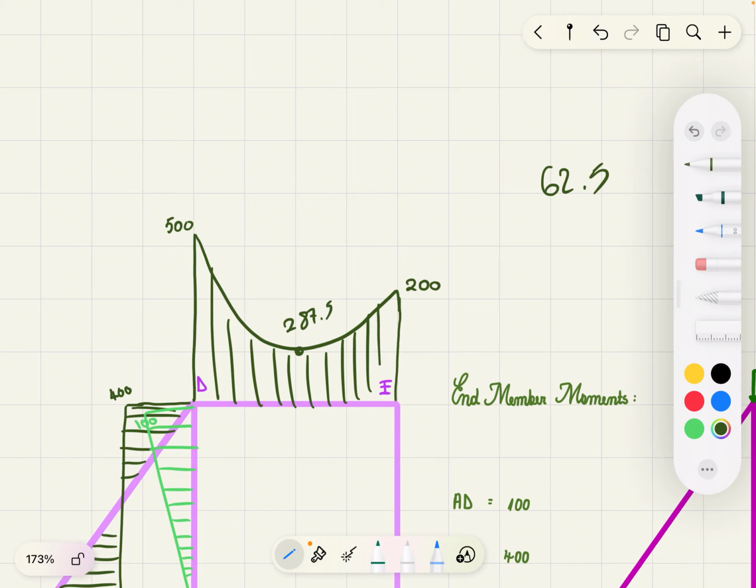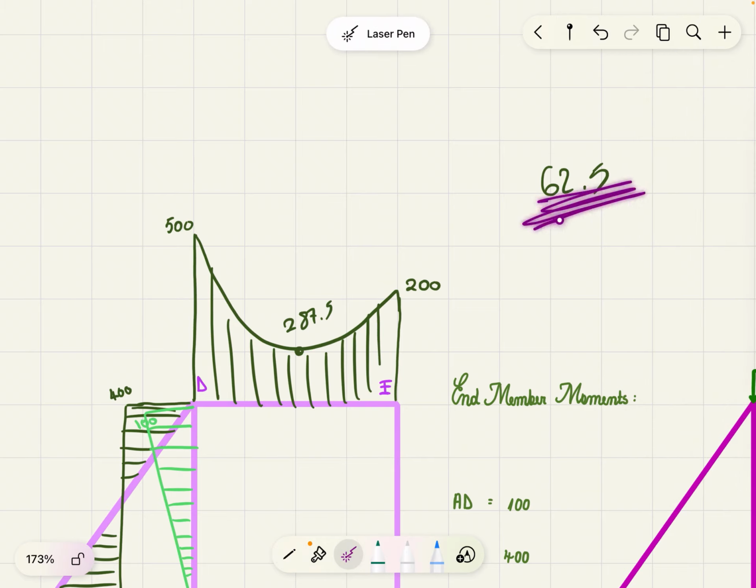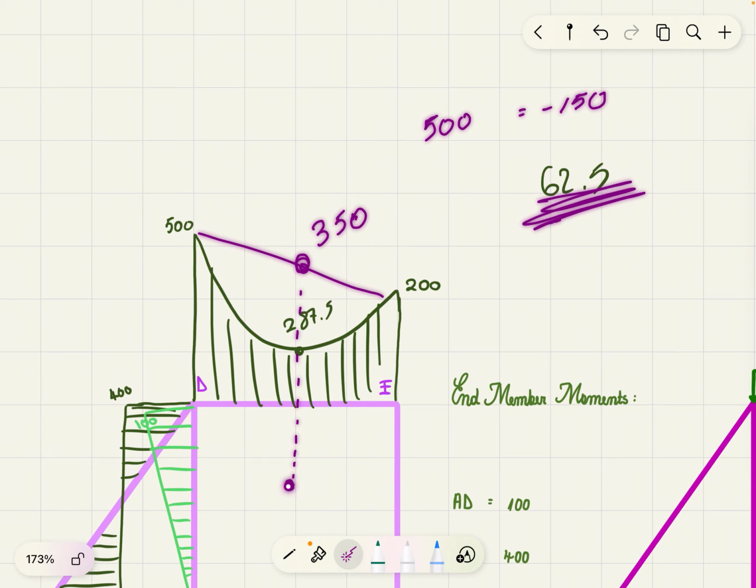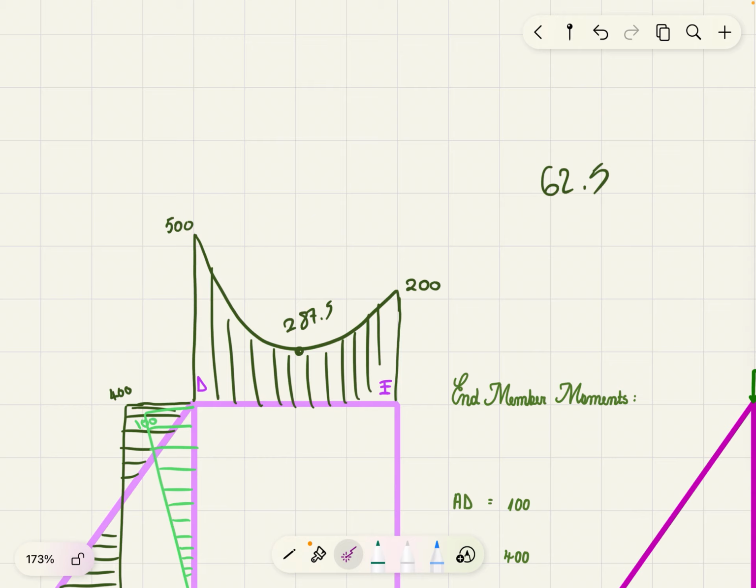If this value of moment from the UDL was much larger than the value of 350 we would have found here, so if it was larger than 350, we would have had to subtract a larger value. So say it was like 500. 350 minus 500 would have been minus 150. And if it's minus, we would have had to carry down our bending moment diagram to this point, somewhere below the member DE, and write 150 and join up to this point. So this would have been our bending moment diagram if this was a larger value.